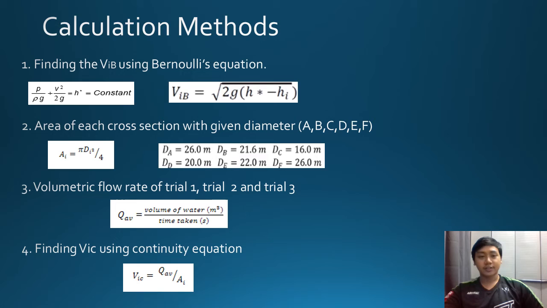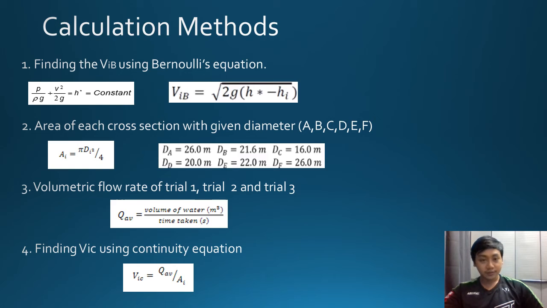So these are the calculation methods used. The first one is used to find the V_IB using Bernoulli's equation. The second one is to find the area of each cross section with the given diameters A, B, C, D, E, F. In the chart, it is given that DA is 26.0, DB is 221.6, DC is 16.0, DD is 20.0, DE is 22.0, and DF is 26.0.